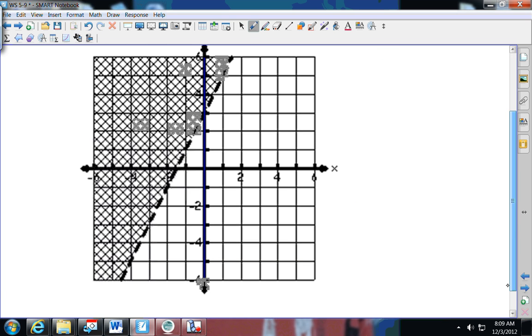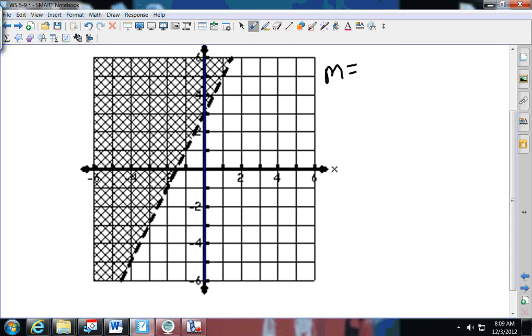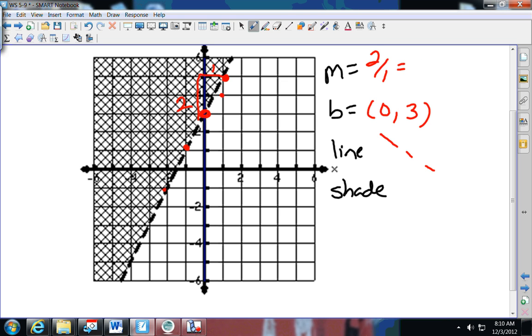Number 11. M, B, line, and shading. Well, my y-intercept right there is at 0, 3. My line is dashed. Now, my slope, if I go up 1 and to the right 1, not on the line. Up 2 and to the right 1? Sure is. Let's double check. Down 2 to the left 1. Yes, it is. So it's up 2 to the right 1, so it's 2 over 1, which is 2.